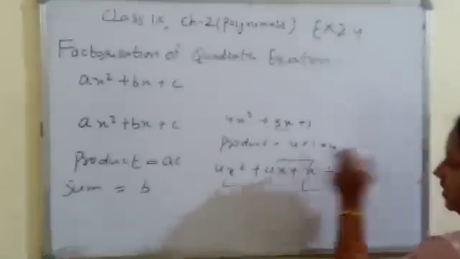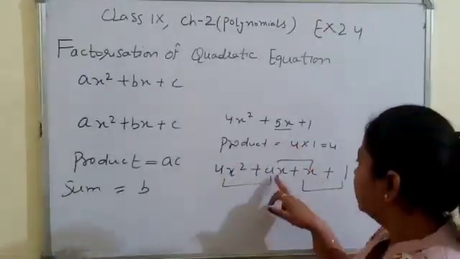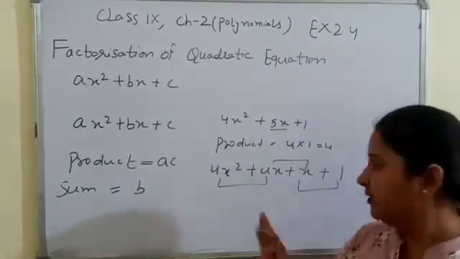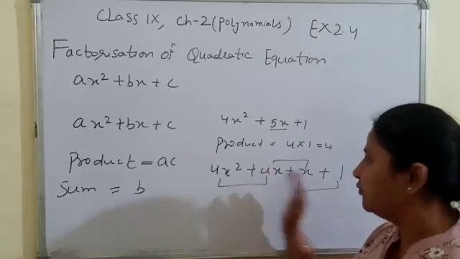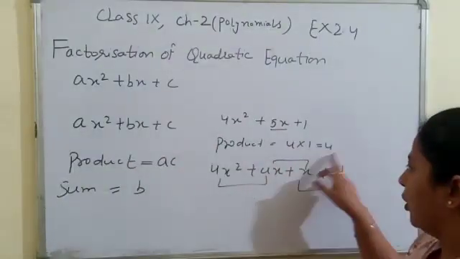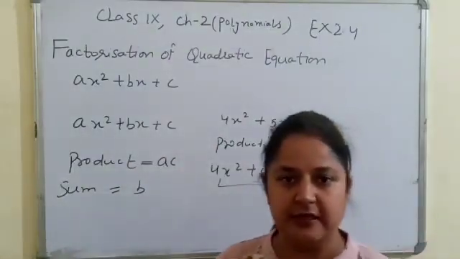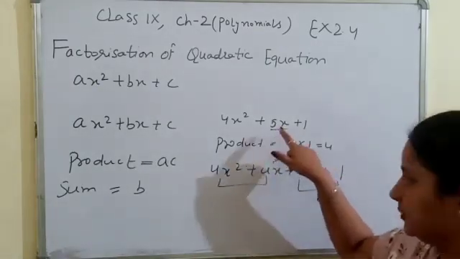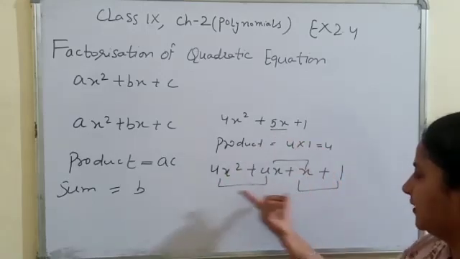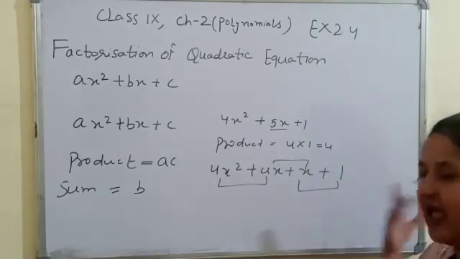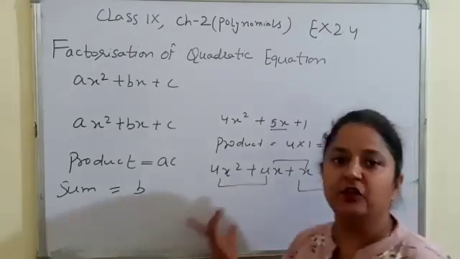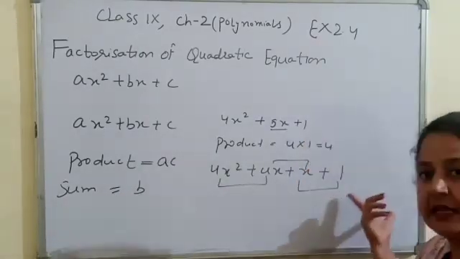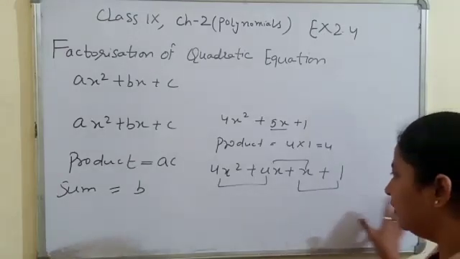You have to check that step. Here I have split the 5x into two parts, that is 4x and 1x. You can see here, when we multiply 4 and 1, 4 ones are 4, and when we add them, the result is the same as the middle term. So now we have split the 5x into two parts. Here we have 4 terms, and we have to take the common value from the first two terms, and then from the last two terms, the third and fourth term.